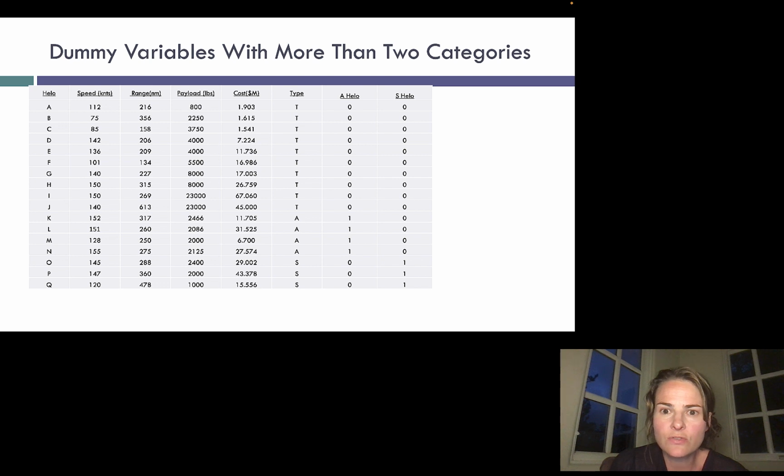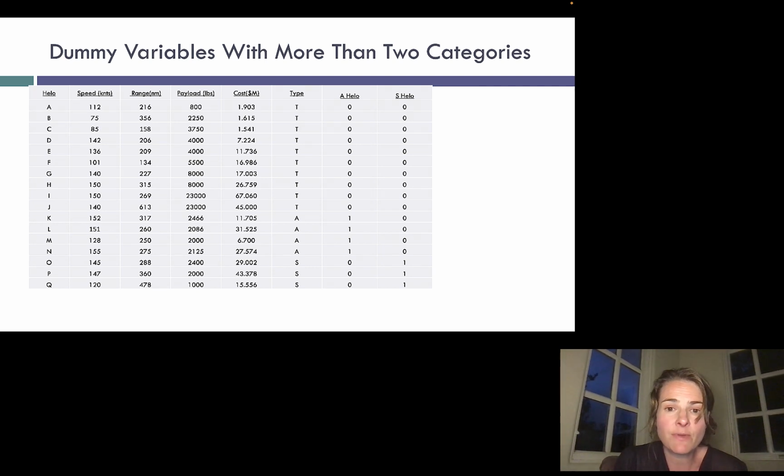So here we used transport as our base case. We have attack helicopters and search and rescue helicopters, each with a 1. So in the attack helicopter column, if it's a transport helicopter or a search and rescue helicopter, it's a 0, and an attack helicopter, it's a 1. In the search and rescue column, similarly, if it's a transport or an attack helicopter, it's a 0, and if it's a search and rescue helicopter, it's a 1. We're going to put both of those in there.